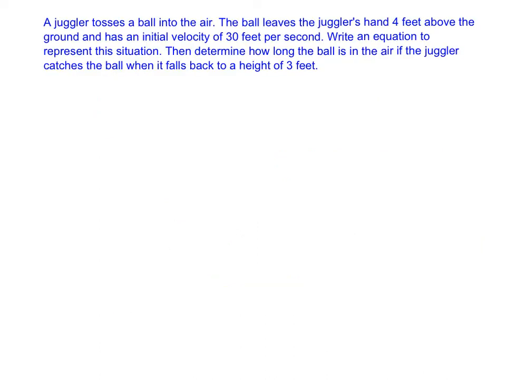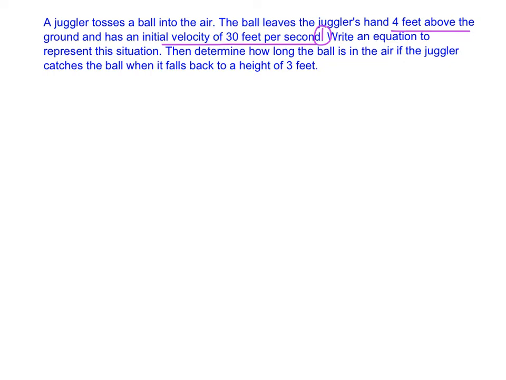So now let's read through this word problem together. It says a juggler tosses a ball into the air. The ball leaves the juggler's hand 4 feet above the ground and has an initial velocity of 30 feet per second. Write an equation to represent this situation. We're going to start with that part first because that's our first instruction.